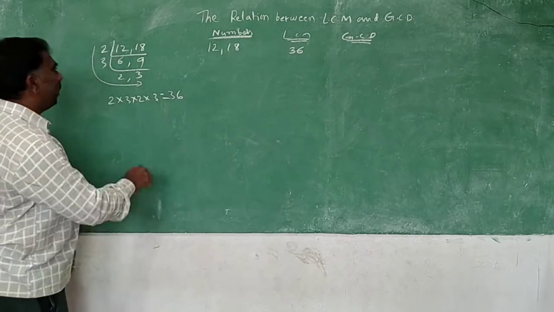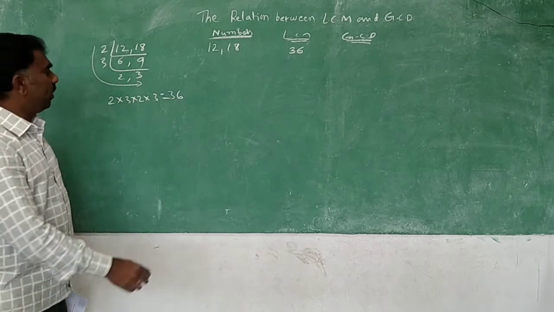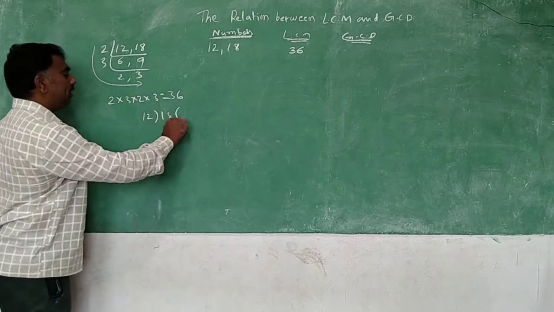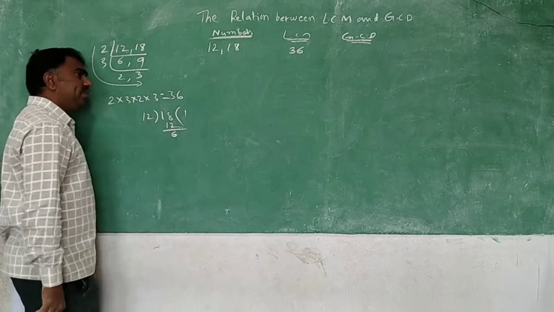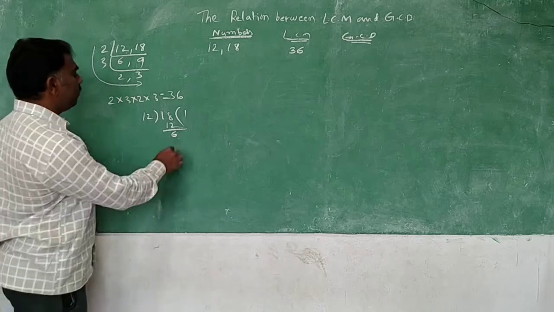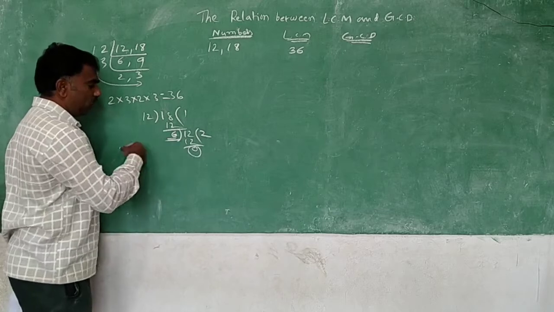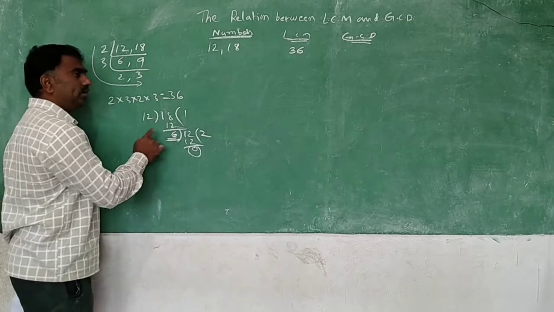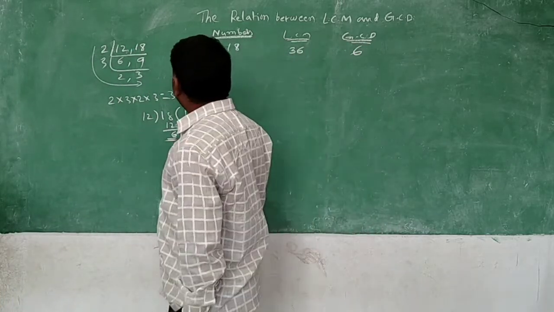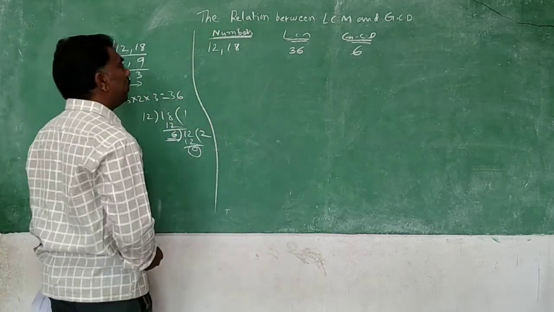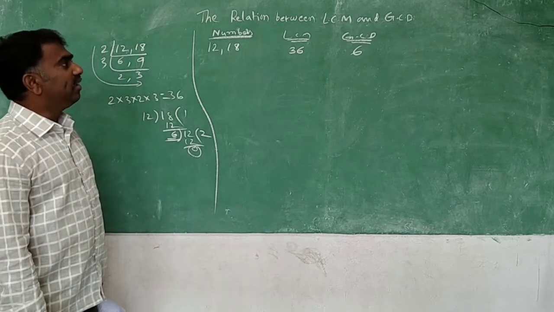Now I will find the GCD of 12 and 18. I have given the method to you. You will do the division like this. 12 1s are 12, I got 6 as remainder. So I will continue the division again. 6 2s are 12, then 0. When I got the remainder 0, that is the GCD, 6. So the GCD of 12 and 18 is 6. When I have taken the two numbers 12 and 18, the LCM is 36 and the GCD is 6.